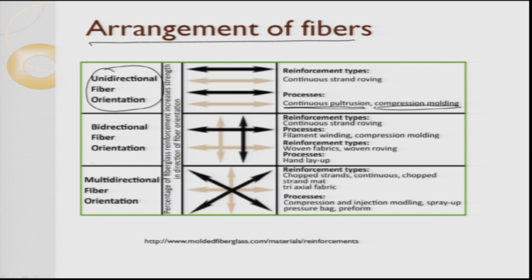When you have bidirectional orientation, the reinforcements are continuous strand roving, you can have filament winding process or compression molding process. So, here we use woven fabric or woven roving, and the process predominantly used for this is the hand layup process. Today we will see what is hand layup process. You can also have multi-directional fiber orientation. That means the fibers are oriented in several directions. The reinforcement type can be chopped strand mat, continuous and chopped strands and chopped strand mats, and then you can also have triaxial fabrics. To get more idea about this, we have already discussed all these orientations in the fiber reinforcement forms. So, what I am trying to insist is you look at what orientation you have, then you can see different processes involved for making a polymer matrix composite.